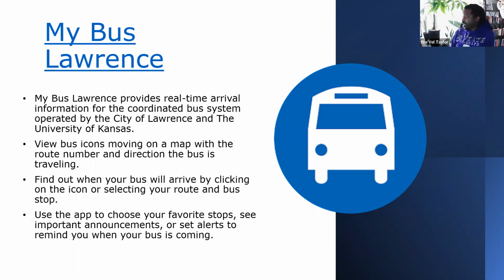So My Bus Lawrence provides real-time arrival information to the user, and that's City of Lawrence and the KU buses. It'll allow you to view little icons of the buses moving on the map. It can help you determine when your bus is arriving, especially if you're in between those time points. And you can choose your favorite stops. You can see the announcements. You can set alerts to remind you when your bus is coming. It has a whole bunch of different features right now. It's not the best for trip planning, where to get on and off, but it will tell you exactly where your bus is in the system.